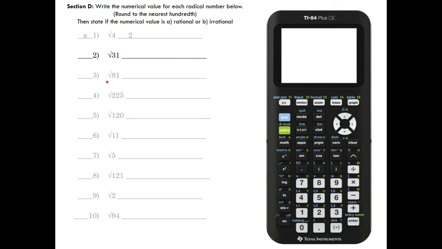Number 2, radical 31. Again, 31 is not a perfect square, so it's going to result in an irrational number. Now, to find it in the calculator, you do second x squared, which gives you the radical, the square root. You then put 31 in, you click enter, and you get 5.567776. Even though it stops, the calculator means that it keeps on going until infinity. The calculator can't show everything, so it stops.